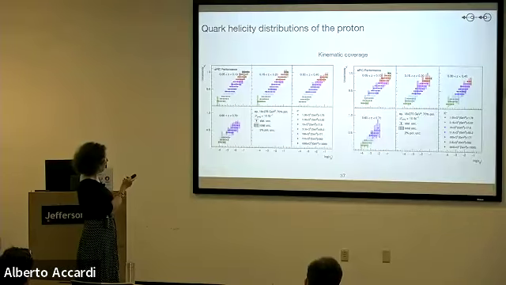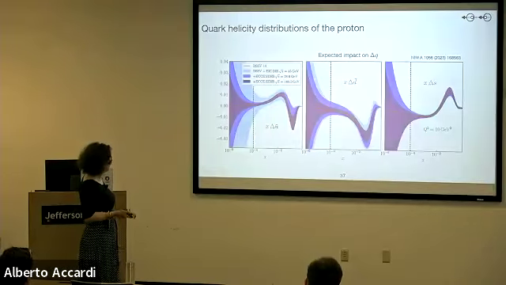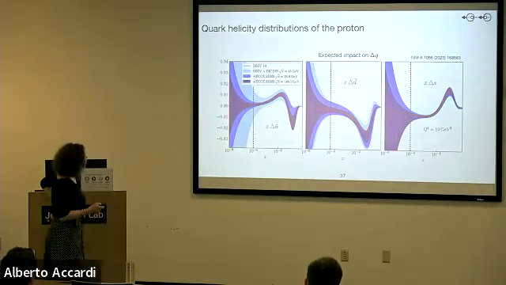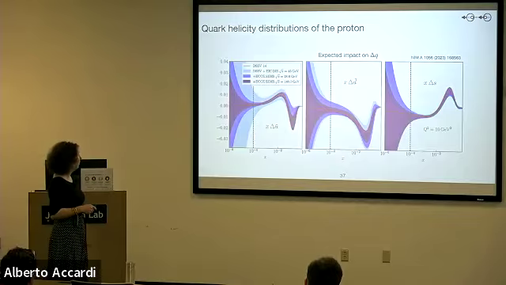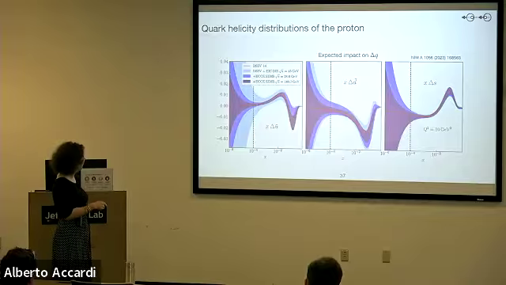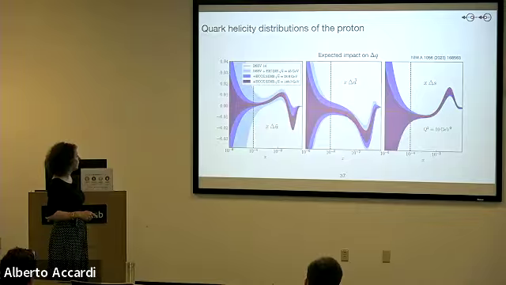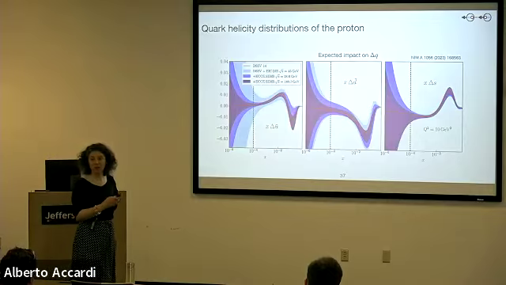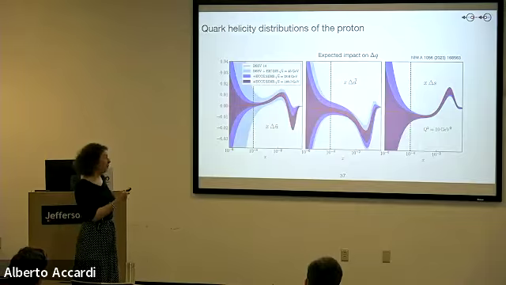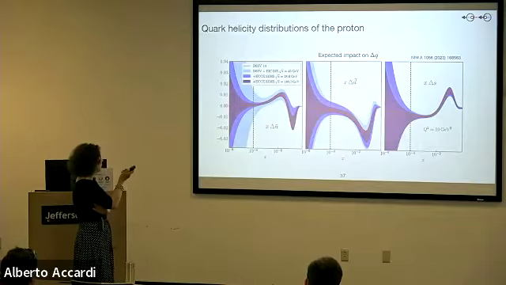So this is something we should then be able to do with the EIC. And then you can make studies and see how much the uncertainty on your different quark helicity distributions gets reduced. You see that the impact of the EIC is substantial. And here for the strange quarks, we are happy to have good sensitivity to the strange quark distribution.